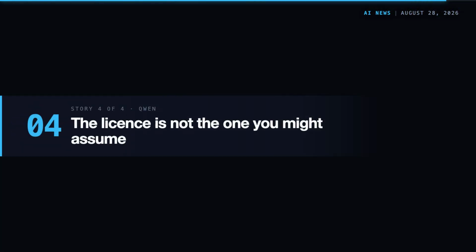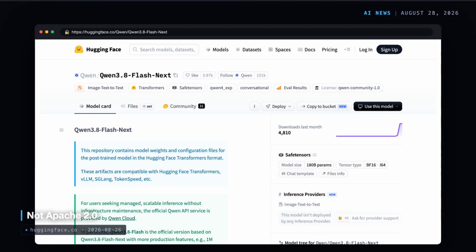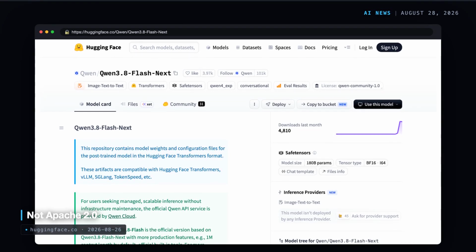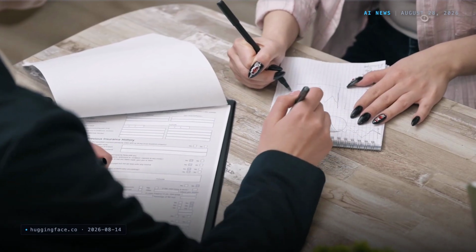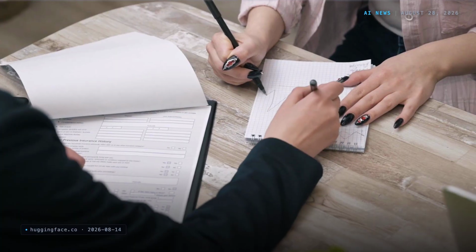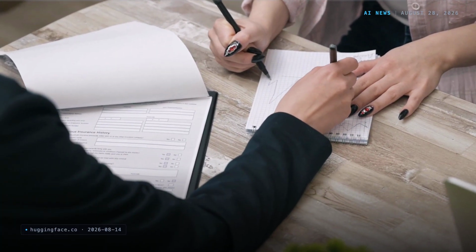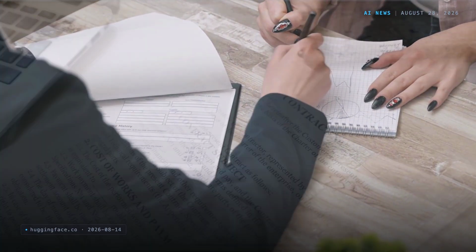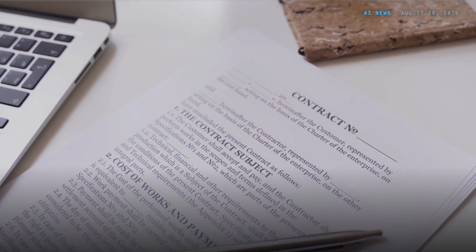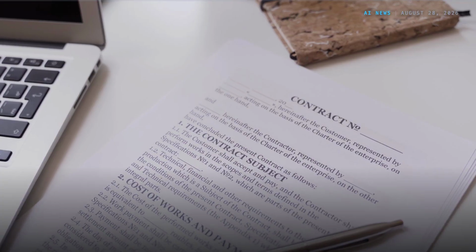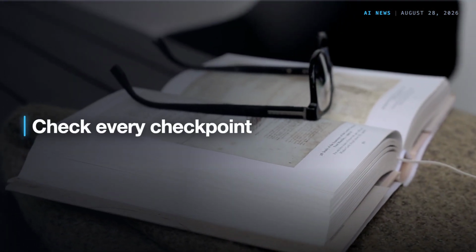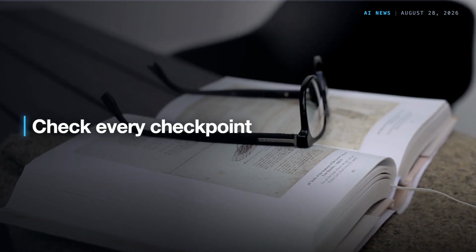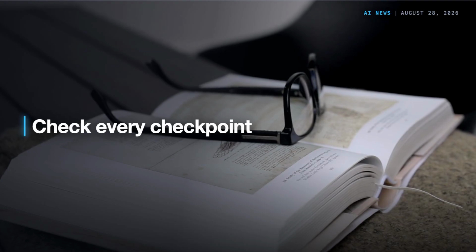There's a detail people will miss. This checkpoint ships under a license called Qwen3.8-Flash-Next. Qwen's earlier open release this month, the 27 billion model, used Apache 2 instead. Same lab, same month, different terms on what you were allowed to do. Read the license on every checkpoint because the same lab does not use the same one twice in a row.